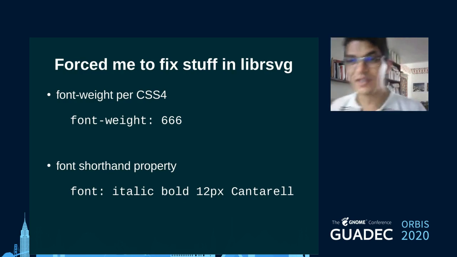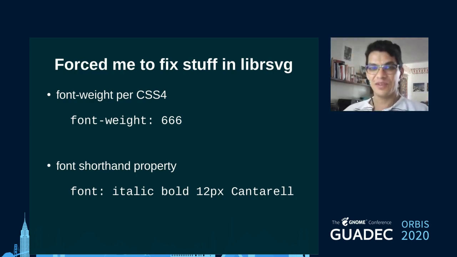One thing that I really am appreciating from porting the gnome-shell code to Rust is that it is also forcing me to fix some things in librsvg that had been long-standing bugs there. In CSS2, the font weight property could be bold or bolder, or light or lighter, or multiples of 100, like font weight 100, font weight 400. But Pango always supported arbitrary numbers in there, not just multiples of 100.